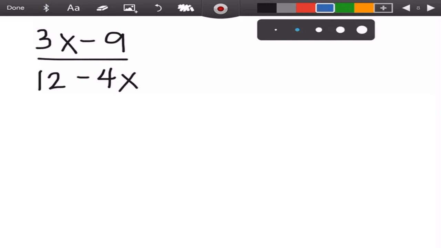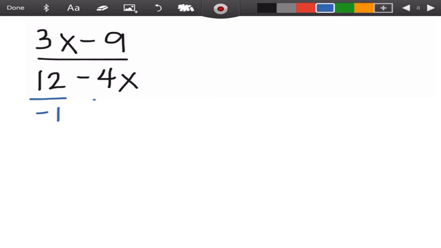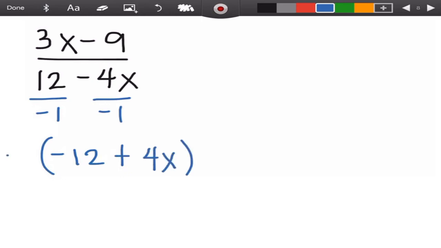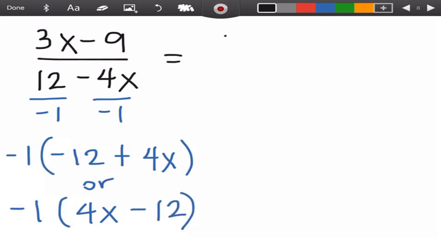So first, we need to interchange the denominator. So we will divide them by negative 1. And then 12 divided by negative 1, that is negative 12. Negative 4x divided by negative 1, that is positive 4x. And then don't forget to write your CMF, negative 1. Or we can write this one as negative 1 times, we will write 4x first, positive 4x, and then negative 12. And then we can write the given as you copy the numerator, copy the denominator.